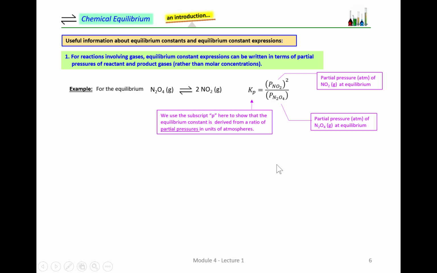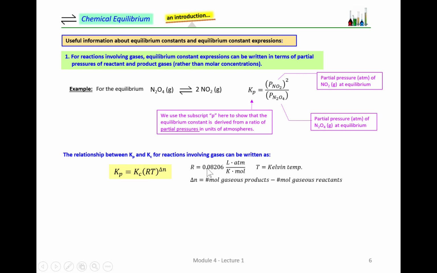Now you might ask, what's the relationship between Kp and Kc? They're often not the same number. So the conversion of Kp to Kc, or from Kc to Kp, can be done using this equation here. And here, R is our gas constant, T is temperature in Kelvin, and delta n is a somewhat mysterious quantity until you try a few of these. It's not hard, but it's good to look at a couple of examples. We'll look at one here. It's the number of moles of gaseous products minus the number of moles of gaseous reactants in the balanced equation.